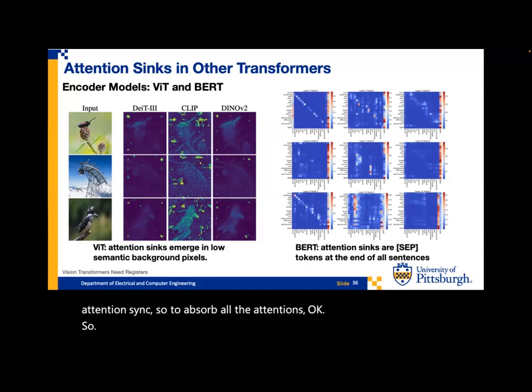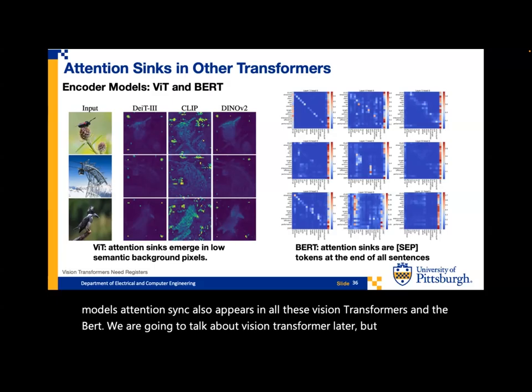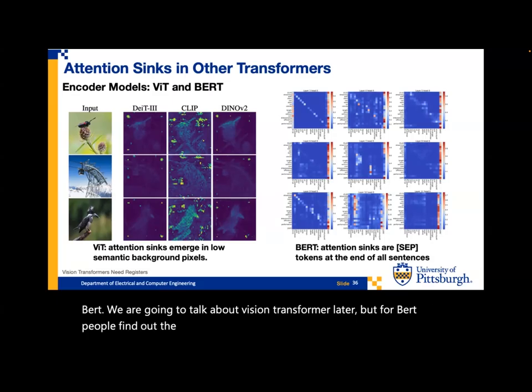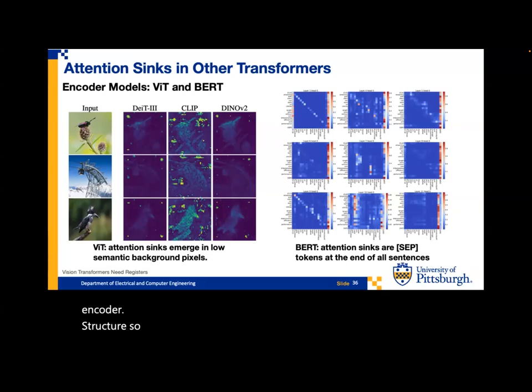So, attention sinking in other transformers. In addition to these language models, attention sink also appears in all these vision transformers and BERT. We are going to talk about vision transformer later. But for BERT, BERT is an encoder structure, right? People find that all the attention sinks are actually in the last token, which is usually the sentence separation token. So that's the attention sink.